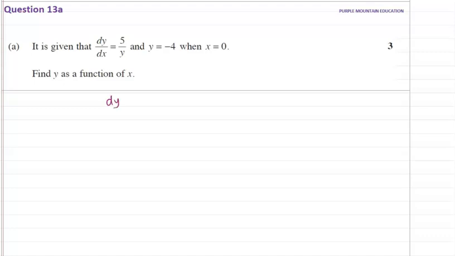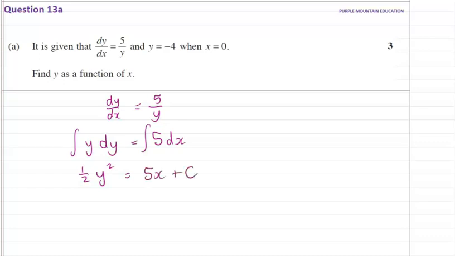Okay, so the fact that dy/dx equals 5/y means I can separate that. y dy must equal 5 dx, and I can integrate both sides. I'll get a half y squared equals 5x plus c.